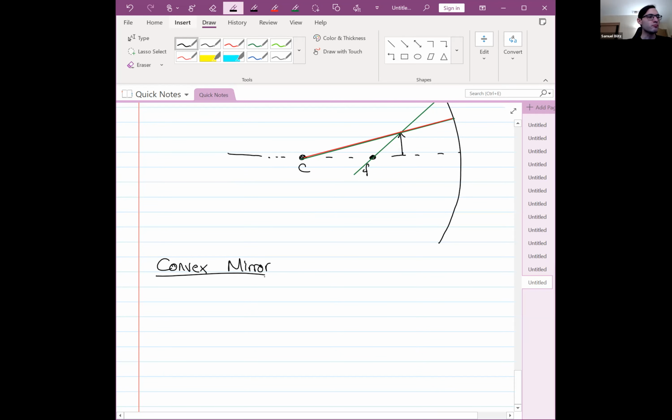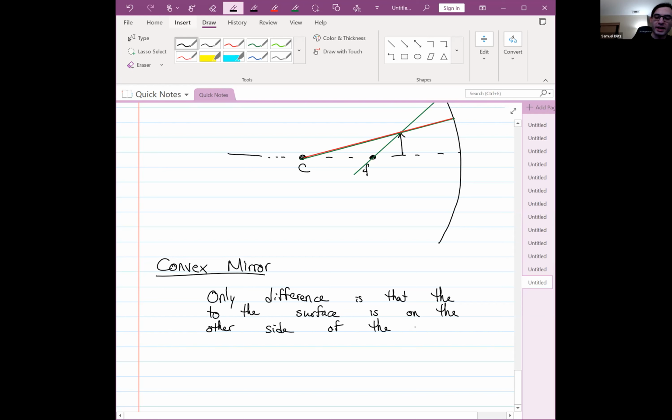A lot of what we did for concave mirrors also applies for convex mirrors. The only difference between these two is the normal to the surface. Remember, the normal is what determines the law of reflection, so that's why we care about the normal. The normal to the surface is on the other side of the mirror.